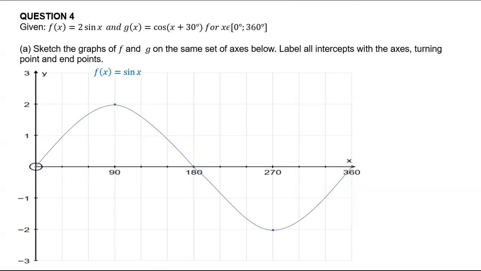But the problem is that here we can't draw the graph to the negatives. We can only draw the graphs to the positive, starting from 0. The question is, what do we do?